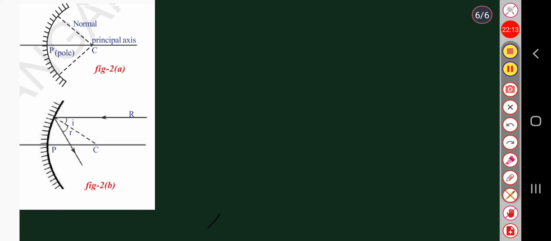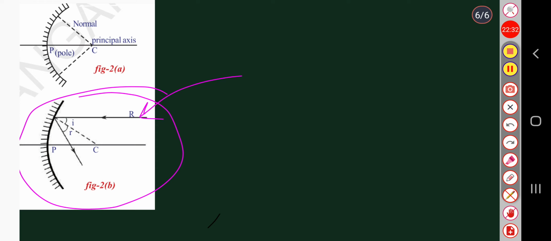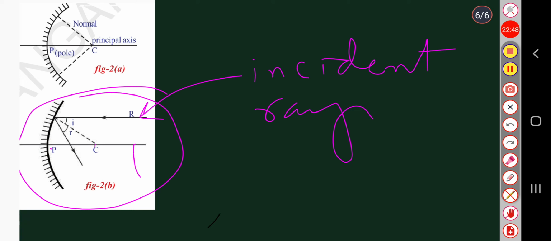Dear student, now look at picture number 2b, how this diagram is. What is the name of this mirror? It is a concave mirror. There should not be any doubt here. Now the light ray, this is the incident ray. The incident ray is parallel to the principal axis. What is the principal axis? The imaginary line which is passing through the pole and center of curvature. This is the principal axis. Now these two rays are parallel to each other.